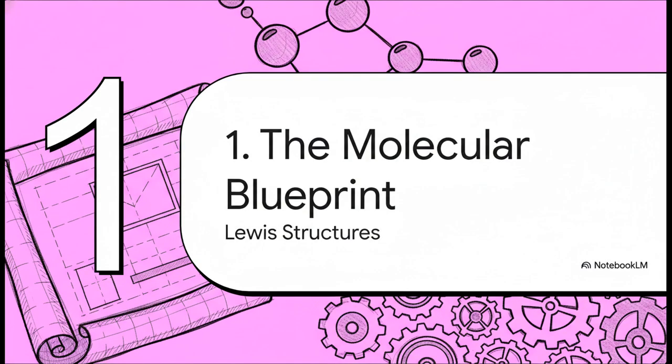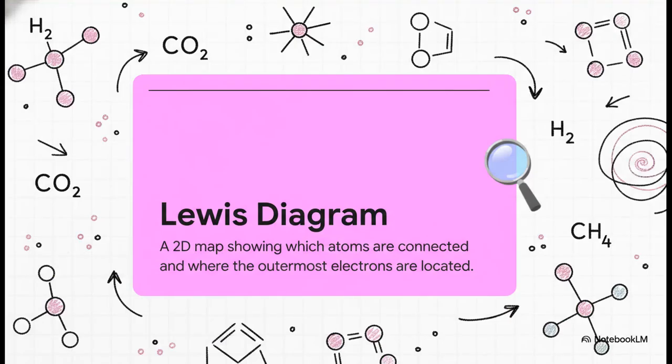To solve this mystery, we have to think like molecular architects. And every architect needs a blueprint, right? In chemistry, our blueprint is something called a Lewis diagram. So what is a Lewis diagram? It's basically a simple 2D sketch. Think of it like a flat map that shows us exactly which atoms are connected to what, and most importantly, where all the outer electrons are hanging out. The electrons that are doing all the interesting work. This simple map is the foundation for absolutely everything that comes next.